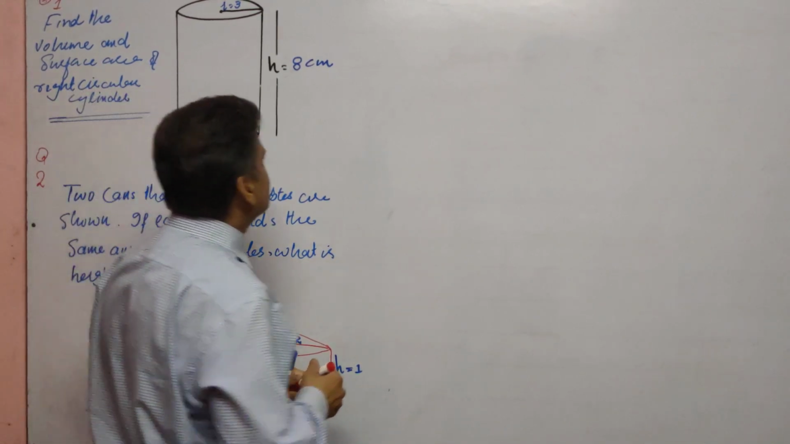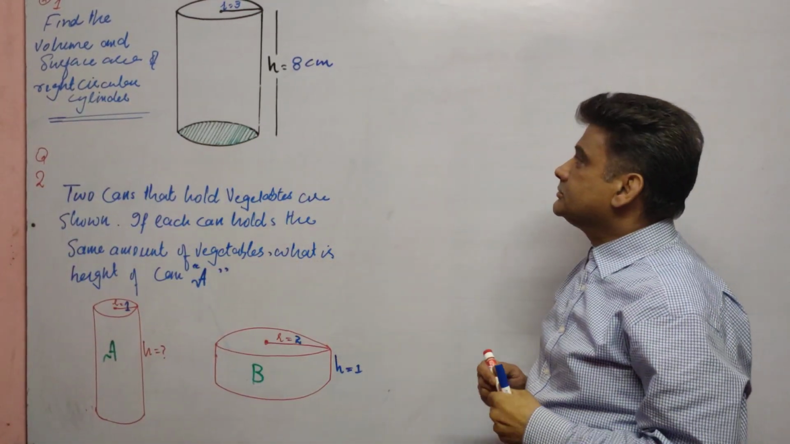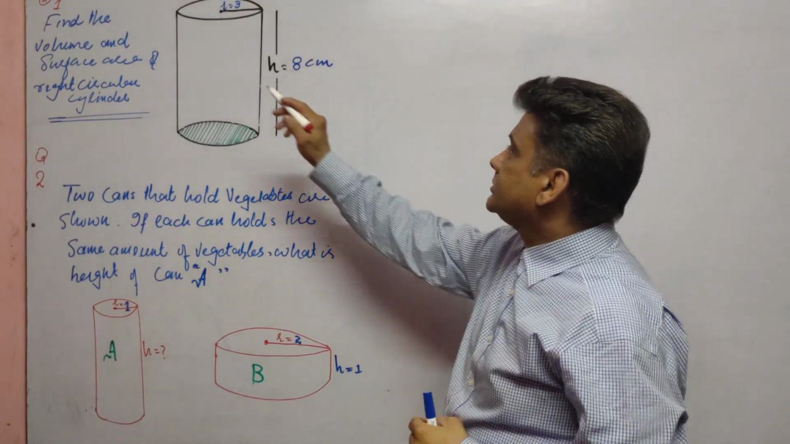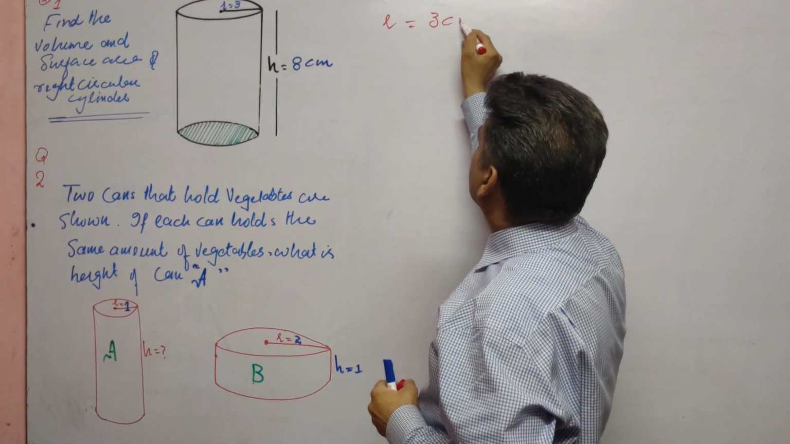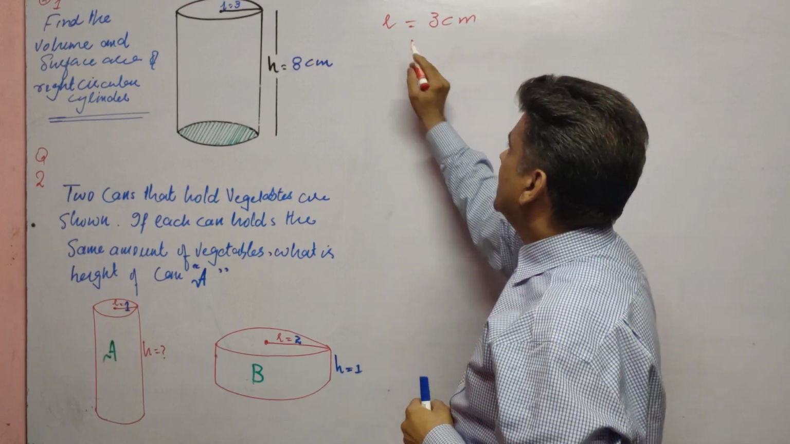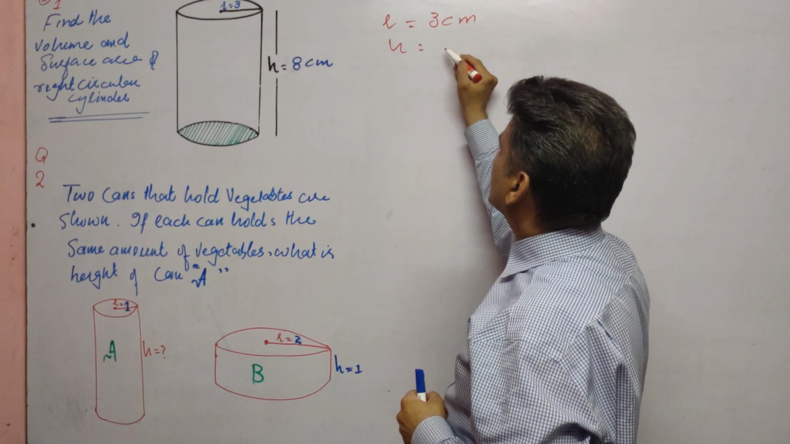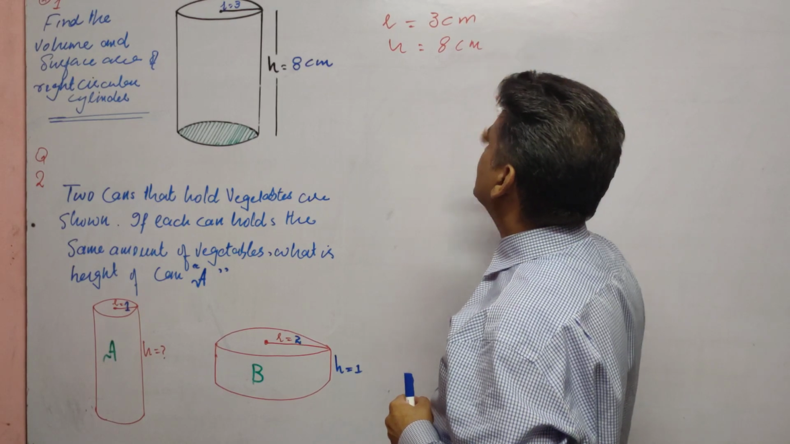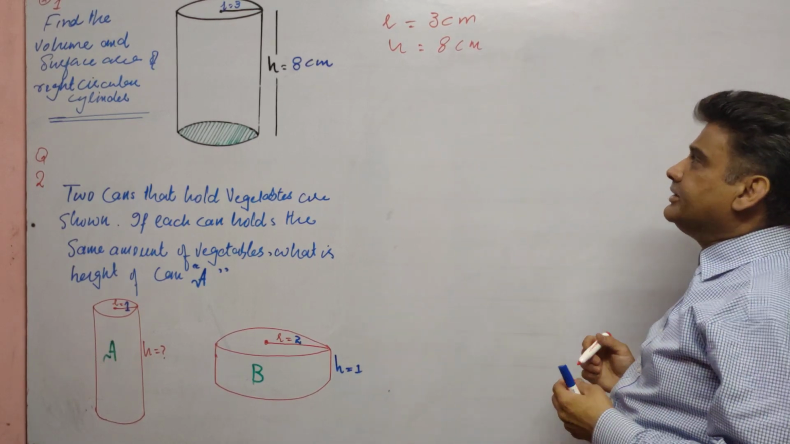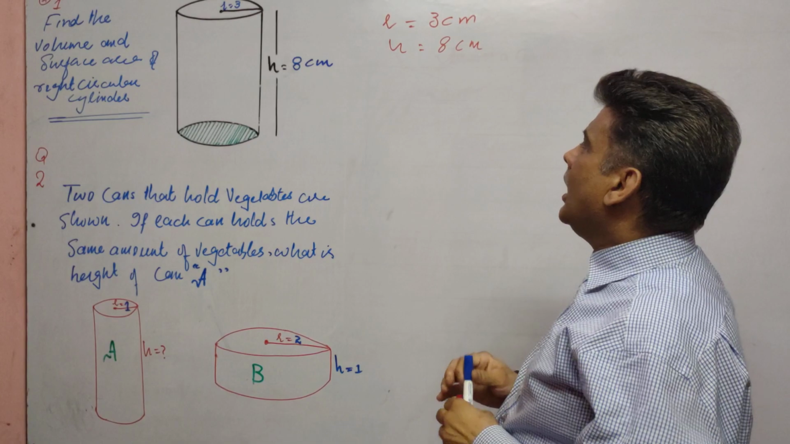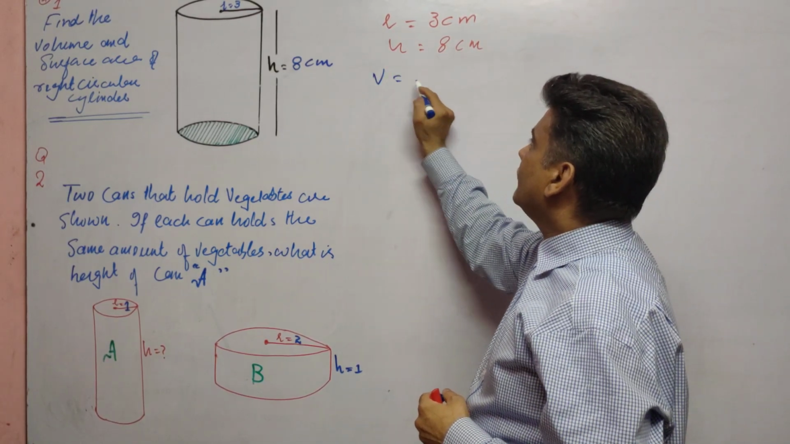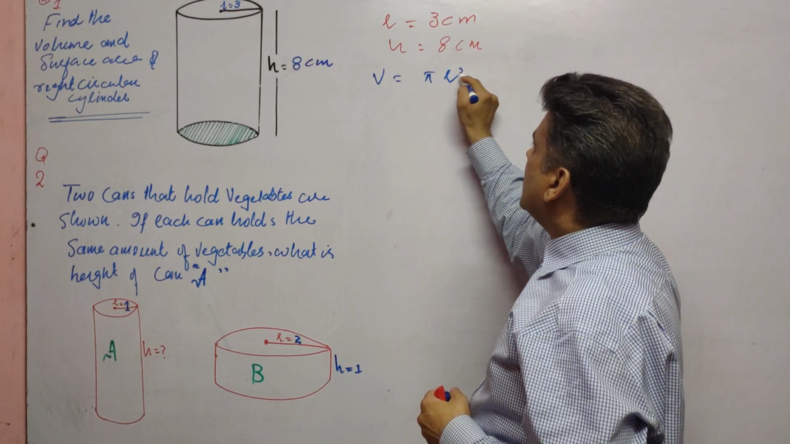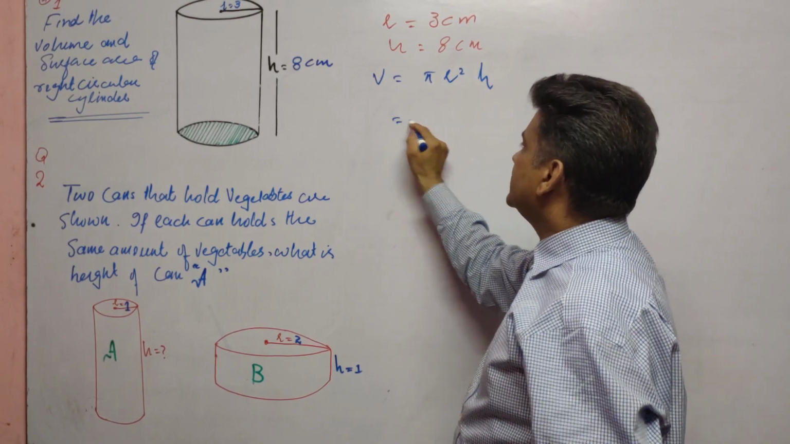First we find the volume. We write radius will be equal to 3 centimeter, height of cylinder will be equal to 8 centimeter. You know the volume of a right circular cylinder will be equal to pi r square h. Volume equals pi r square h.